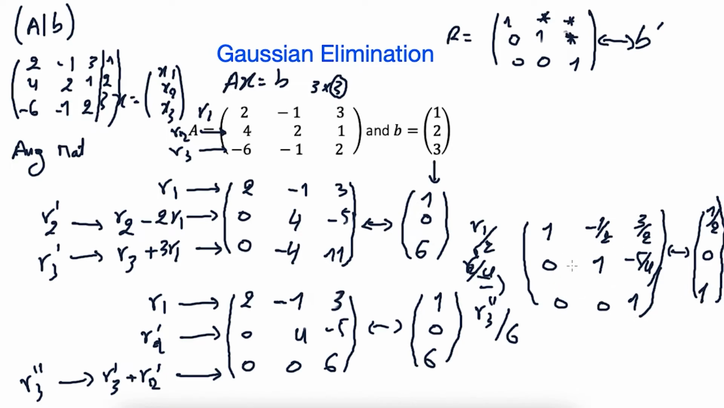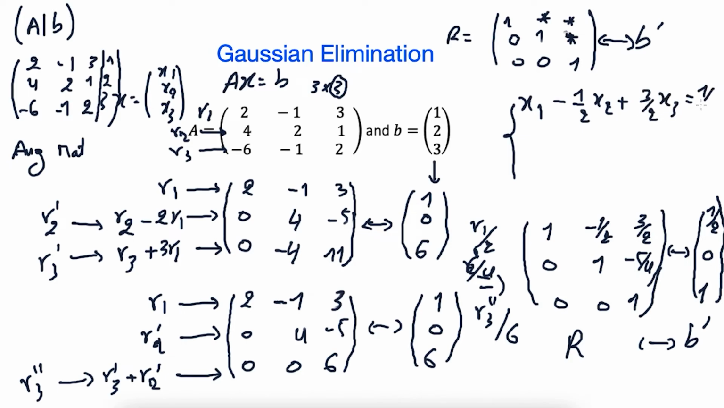So now we get the row echelon form R, and its corresponding b prime, and we can write it like that. So x1 minus 1/2 x2 plus 3 over 2 x3 equals 1/2, and here 0, so here 1 x2 minus 5 over 4 x3 equals 0, and the last one here is x3, because these two ones are zeros, so x3 equals 1.